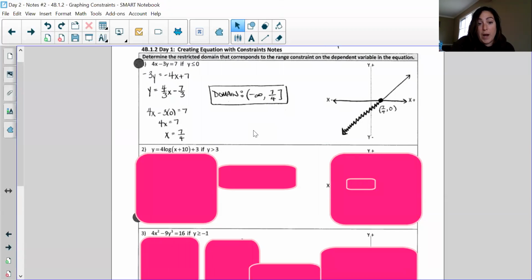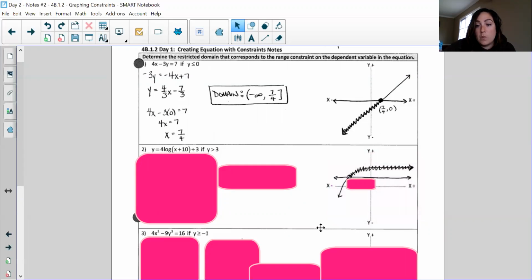Example number 2, y equals 4 log of (x plus 10), and then plus 3. And we want a range constraint of y is greater than 3. So we're going to graph the logarithm. We know how to graph this without a calculator with transformations, right? So we have our normal logarithm, but it's going to be shifted to the left 10, up 3, with a stretch of 4. You will be allowed to use your calculators on this, so you can also graph in your calculator to get a general shape.